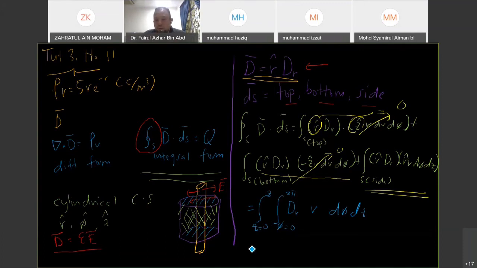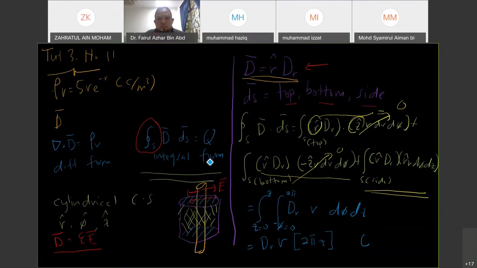If you solve this one, then we will have dr multiplied by r, and the solution for phi is equal to 2 pi, and z. The unit of this is coulomb. Because we are performing this operation, the result is equal to the value for Q. All right, so this is the left side of the equation.